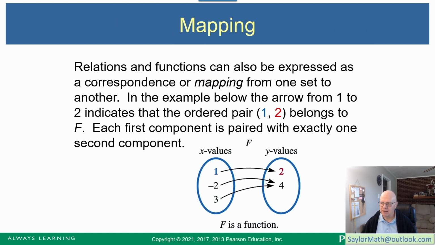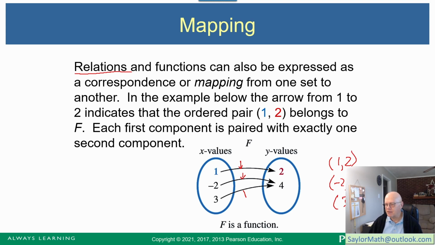Here's another way of looking at it. Relations are just matching up x's with y's, or first things, first objects with second objects. One way of describing that is by using arrows from one set to another set. So this arrow right here corresponds to the ordered pair 1, 2. This one corresponds to -2, 4. And this arrow corresponds to 3, 4.